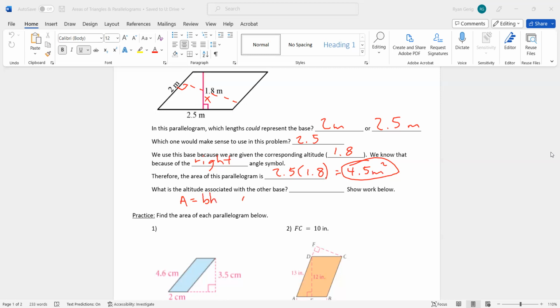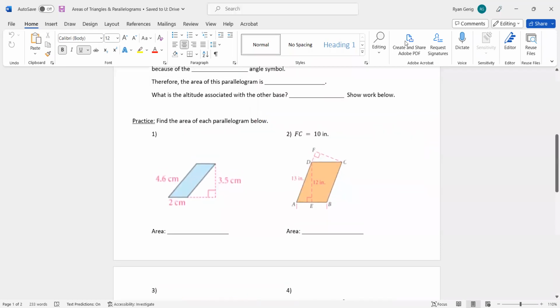So I'm going to put 4.5 in for the area. I'm using the other base, which is 2, and I'm looking for the corresponding height to that base. Divide by 2, and I get 2.25 for the other altitude. So the dotted line going across is a little bit longer, which makes sense because the area has to multiply to give me 4.5. Right. So there's one example. Got a couple more here.